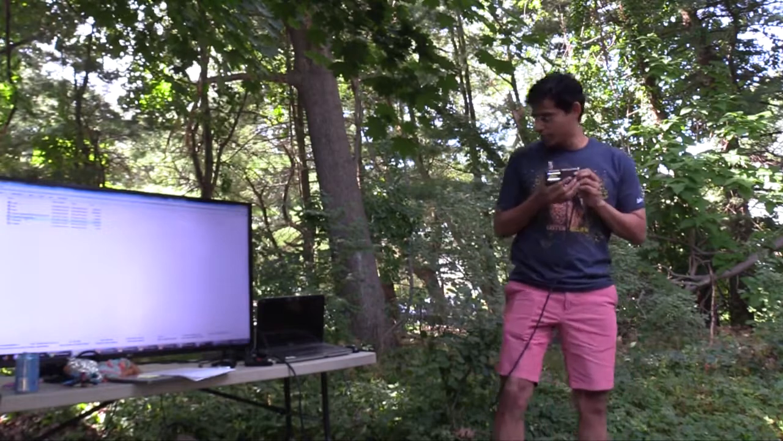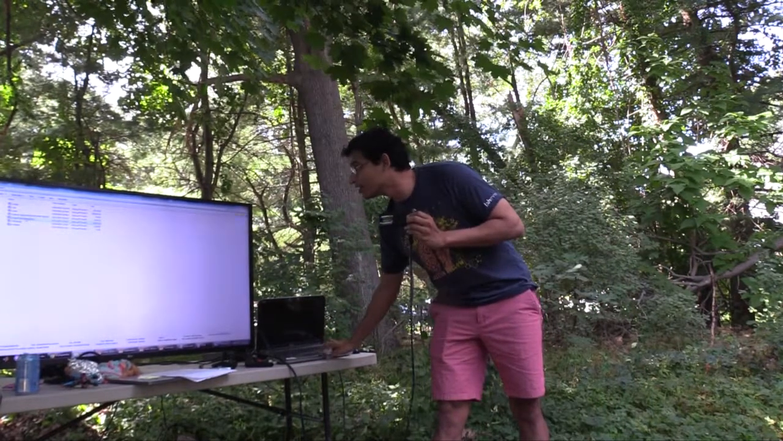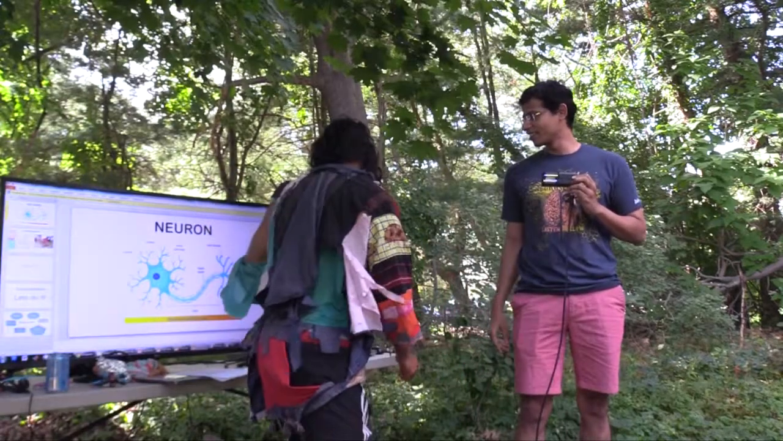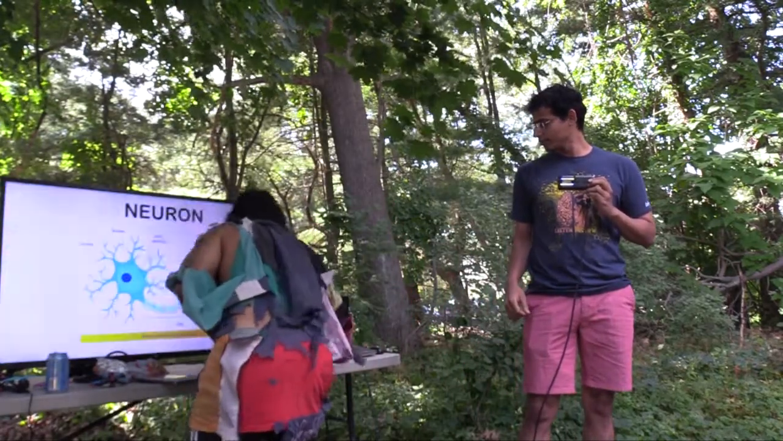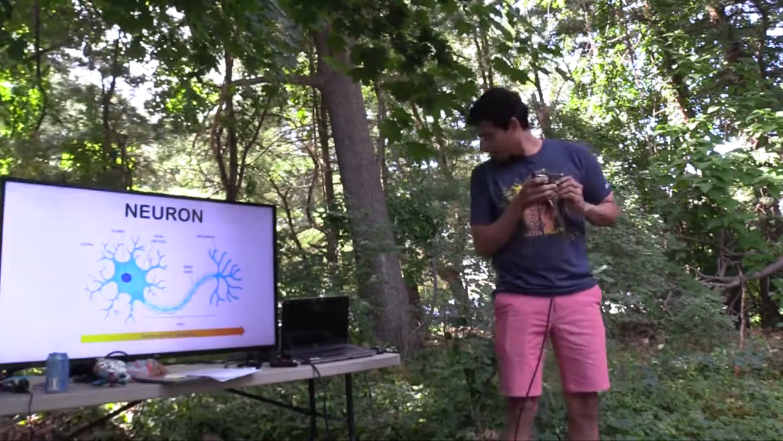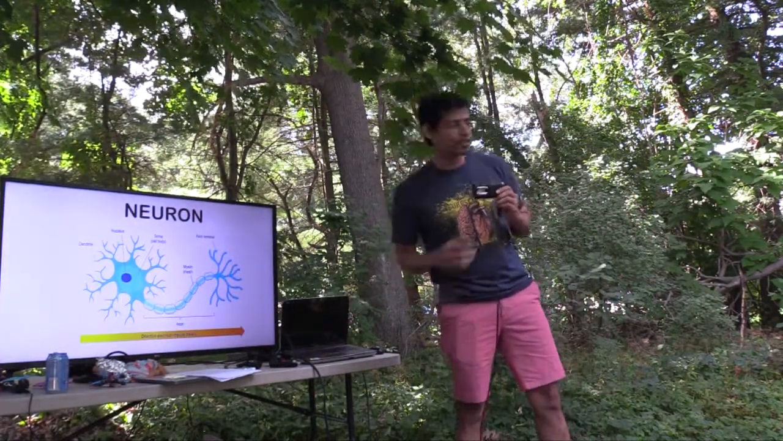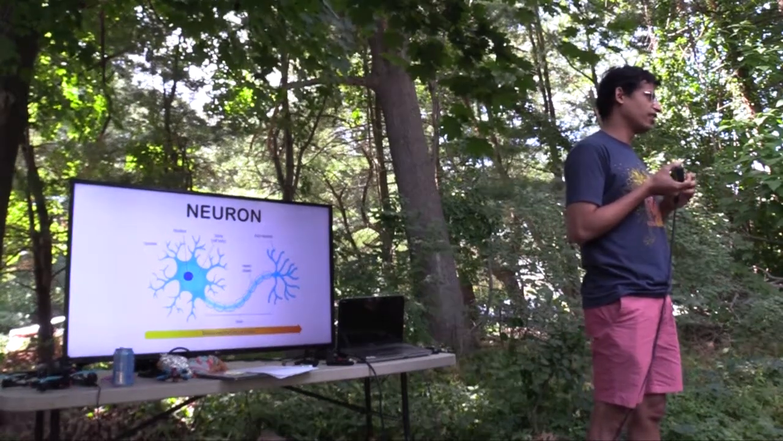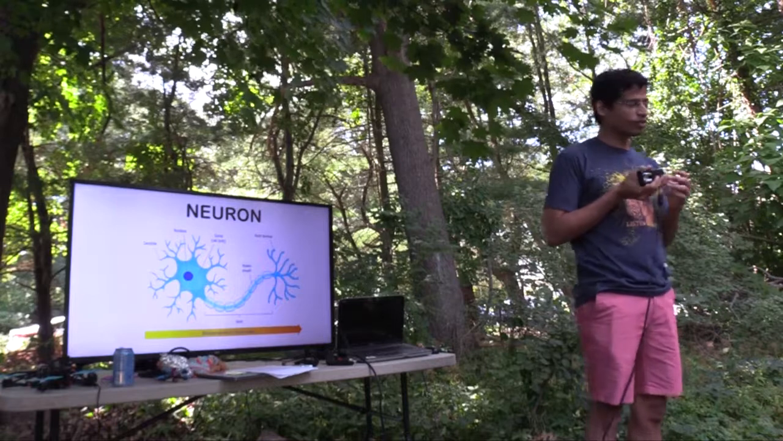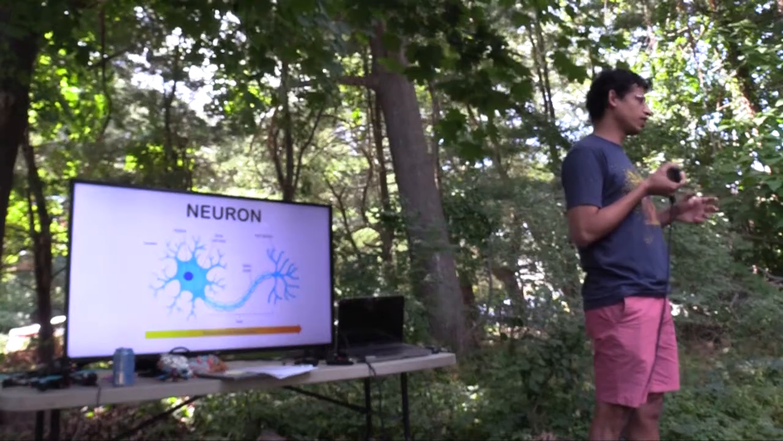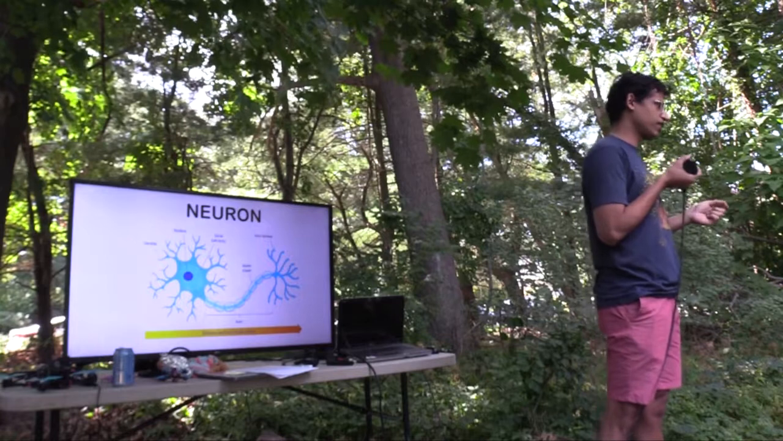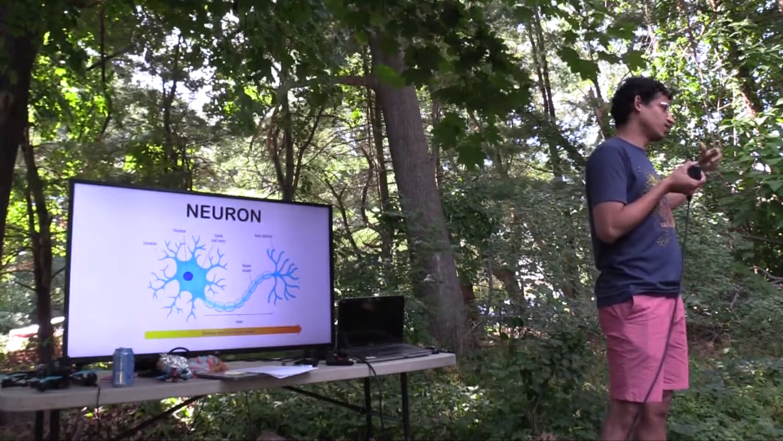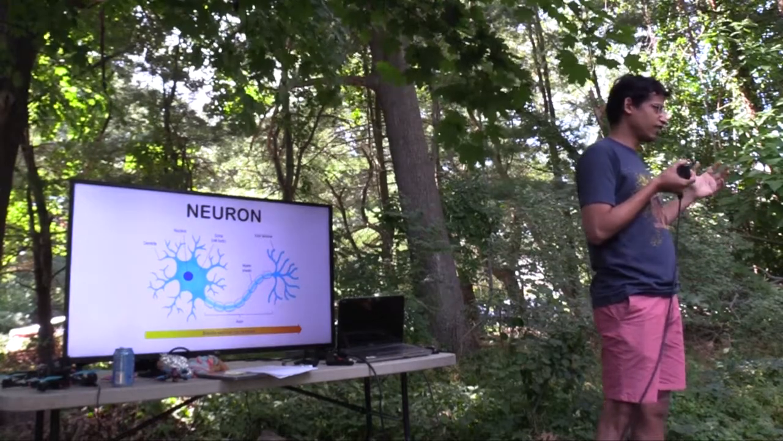So I'll go to the basics. The basic element of the brain is the neuron, and let's see how a neuron communicates. A neuron communicates by generating an electric pulse, and that pulse is transferred to the next neuron and then the next neuron, and that's how you generate a signal.